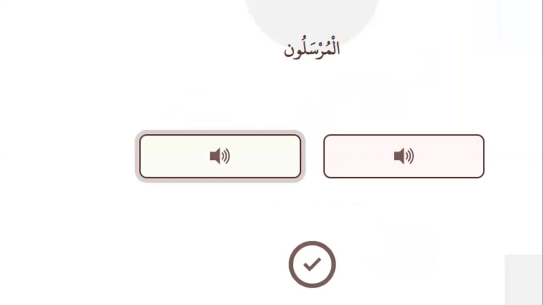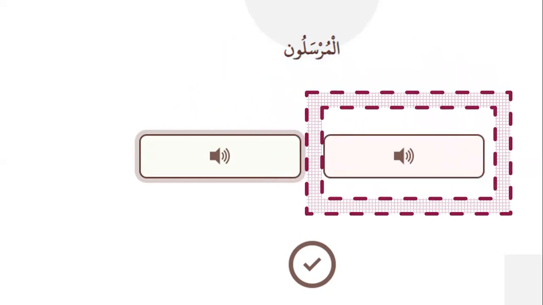Now, please choose the correct pronunciation. Look at the word and the lesson. The first one is Al-Mursalun. The second one is Al-Mursalun. Is it heavy or light? The first one is heavy. Yes. Al-Mursalun.